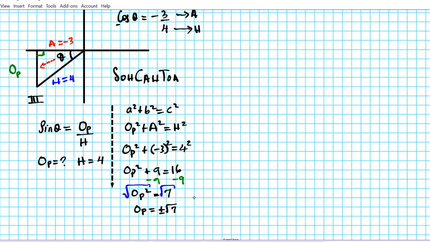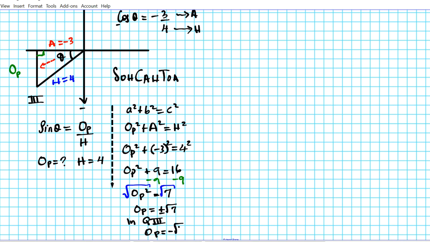The location of the opposite will tell us what the sign is. If you look at the opposite, it is going in the downward direction, the negative y direction. So in Q3, guess what? The opposite is always going to be negative.